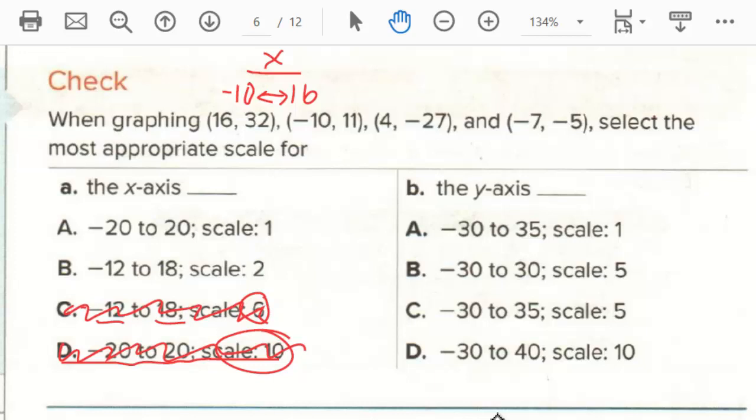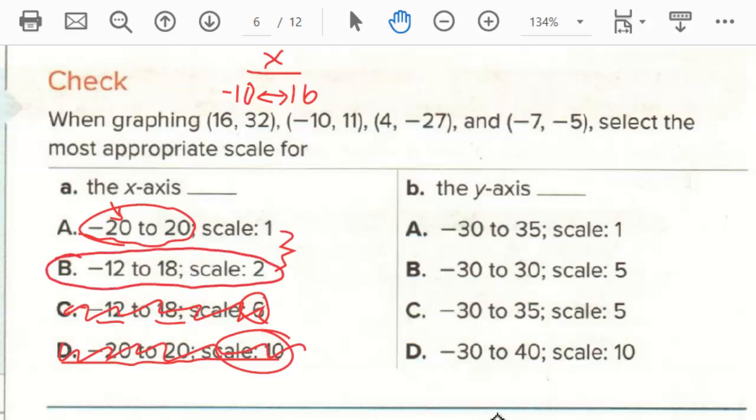So of the last choices, which of these do we go with? A scale of 1 or a scale of 2? Well, let's look at our beginning and ending values. Negative 20 to positive 20. 20 is not too far away from the 16, but the negative 20, that's a little too far away from the negative 10. So I'm going to say let's go with choice B, since the beginning and ending values are really close to our beginning and ending x values, and the scale is still small enough to include enough precision.